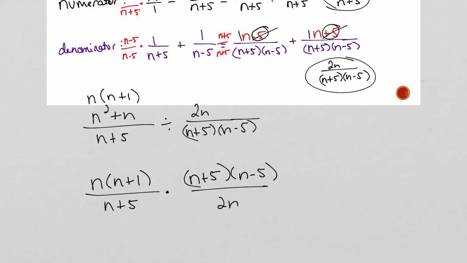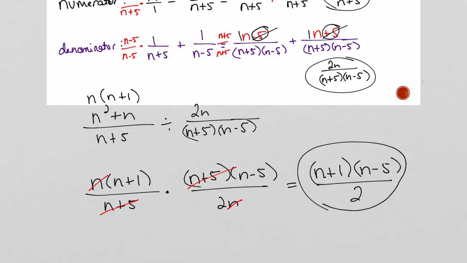All right, now we can mark out some like factors. Okay, so n plus 5 and n plus 5 are gone. This n cancels that n, okay? So now what are we left with in the numerator? We're left with n plus 1 and n minus 5 over 2. And that's it. We are done. Nothing else we can do here.